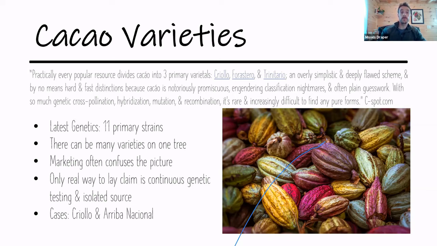Practically every popular resource divides cacao into three primary varietals, Criollo, Forastero, and Trinitario, an overly simplistic and deeply flawed scheme, and by no means hard and fast distinctions because cacao is notoriously promiscuous, engendering classification nightmares and often plain guesswork. With so much genetic cross-pollination, hybridization, mutation, and recombination, it's rare and increasingly difficult to find any pure forms.